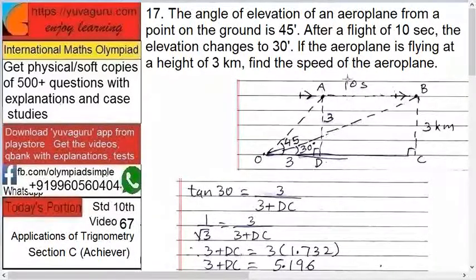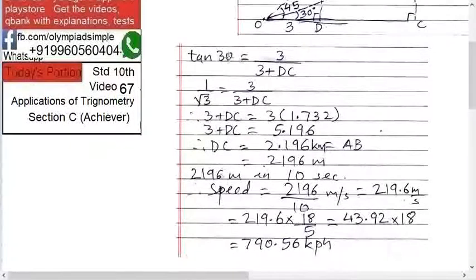Now we have to find the speed of the aeroplane. So tan 30 equals to what? 3 upon 3 plus DC, right? Therefore tan 30 is 1 by root 3. Therefore 3 upon 3 plus DC equals to 1 by root 3. Cross them. So you get 3 plus DC equals to 3 into 1.732, or you can keep it root 3 only, depending on the answer.